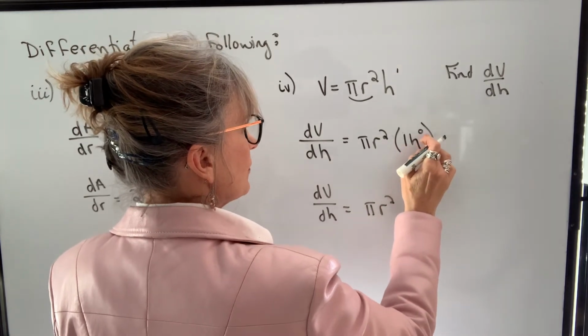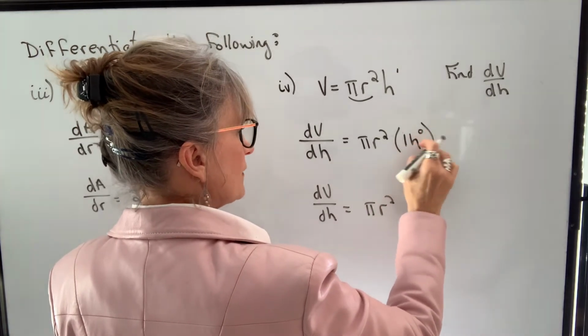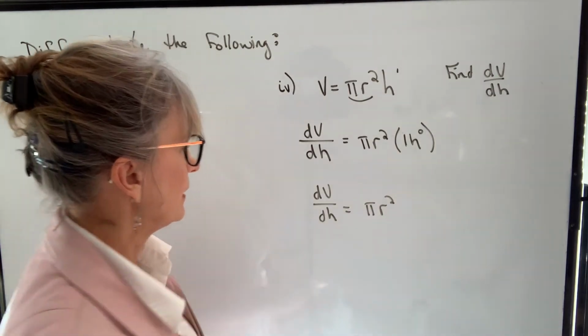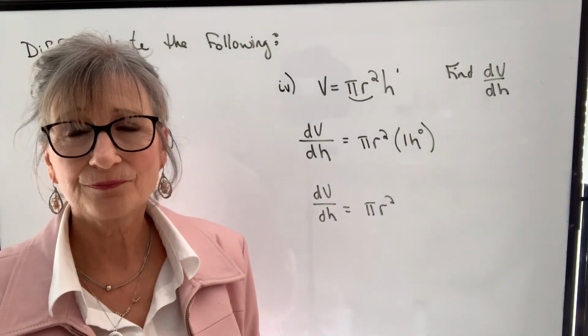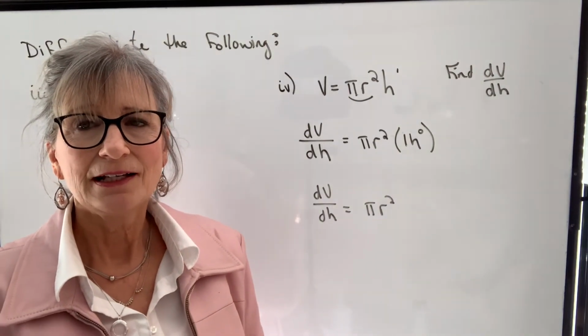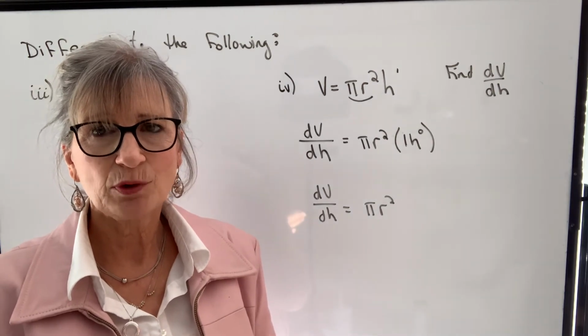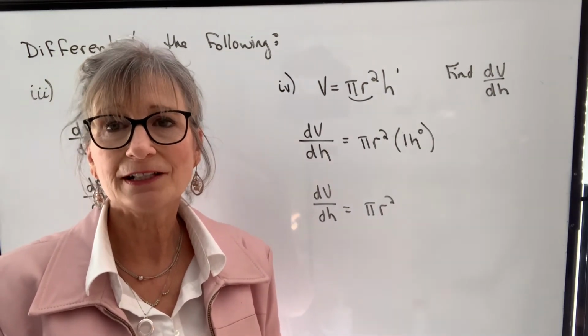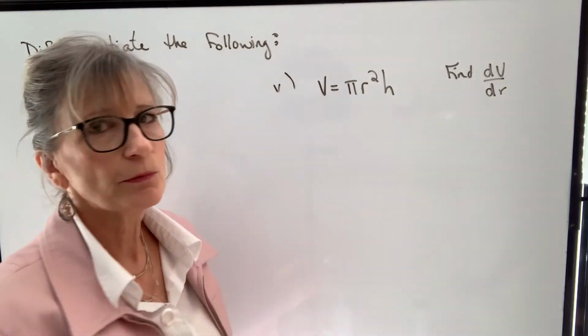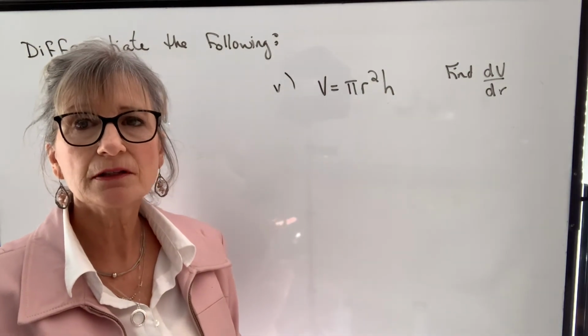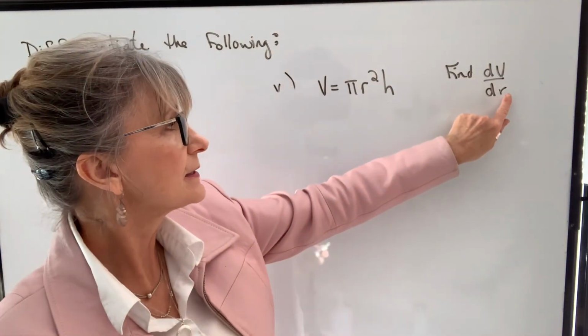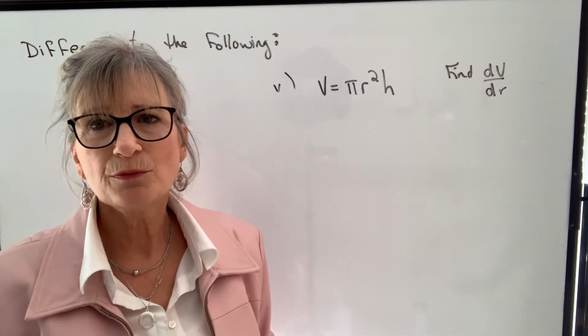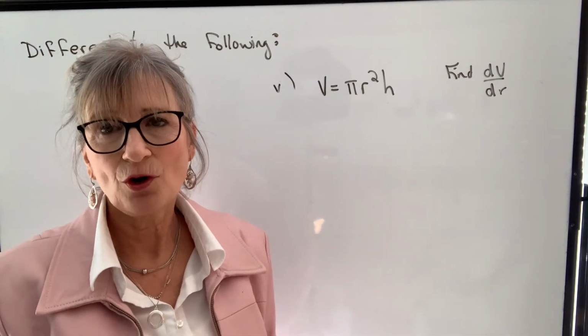One h to the 0, h to the 0 is 1, so that's just a 1. So here's our derivative. Let's do this same example, but let's differentiate with respect to radius. So if we were asked to differentiate volume of a cylinder with respect to the radius, now we're going to assume that the height is staying constant.